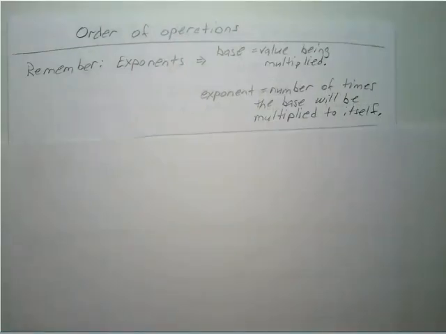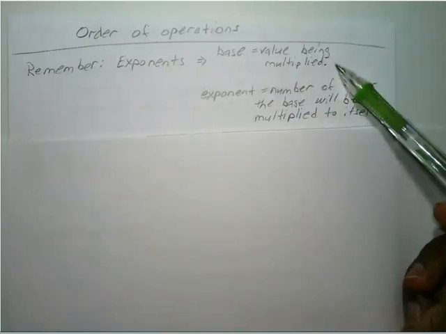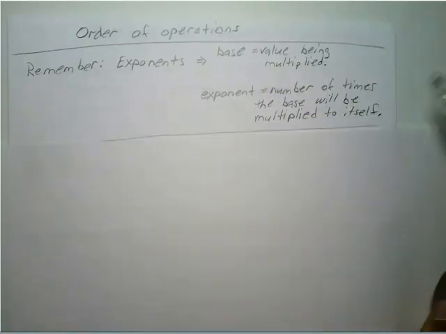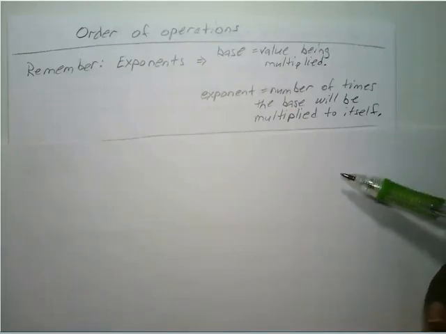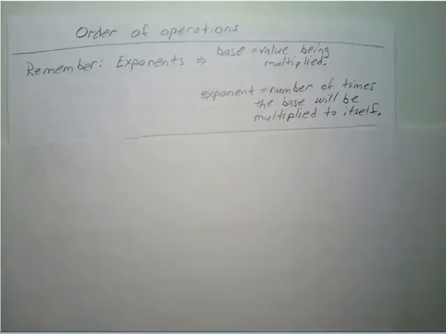Hello everyone. On this video we will be looking at order of operations. Okay. Now before we get started on that, let's take a quick review of our exponents. Okay. So for your exponents you have two parts. You have your base, which is the value being multiplied, and you have your actual exponent, which is the number of times that the base will be multiplied to itself.